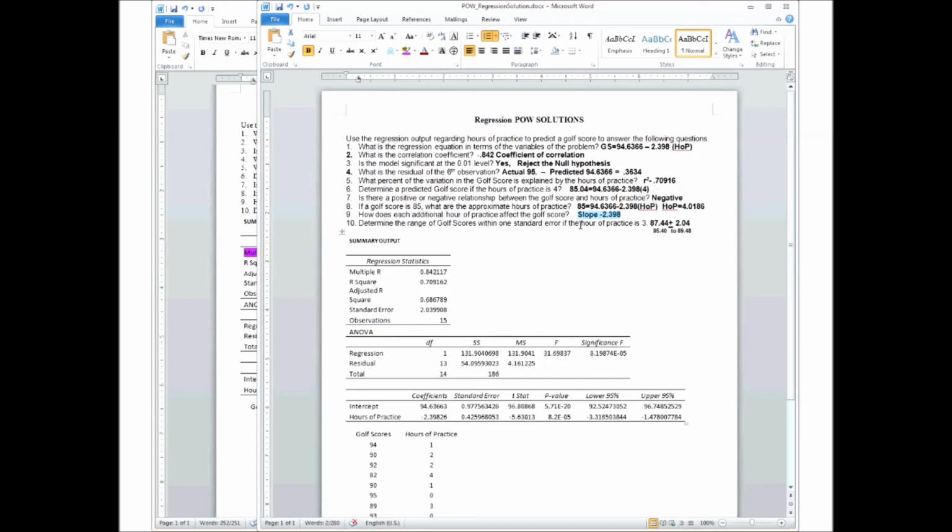Determine the range of the golf score for a given hour of practice. If the practice is 3 hours, you plug x into the linear regression equation as 3, and then you add and subtract 1 standard error, which is located here. Your range goes from minus 1 standard error from the y hat to plus 1 standard error of the y hat.